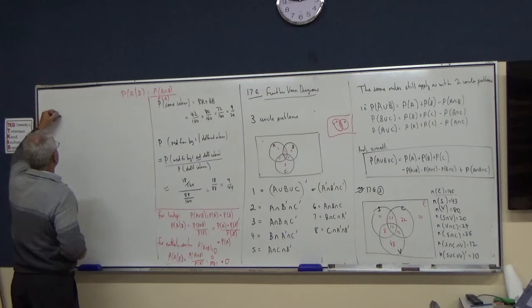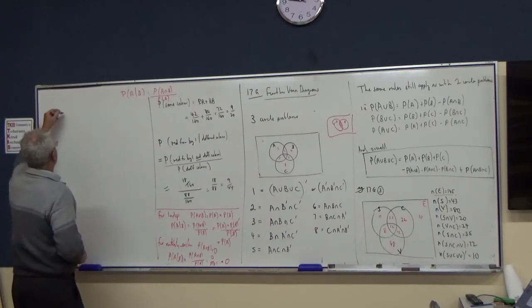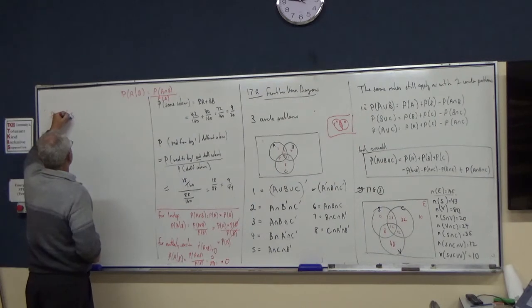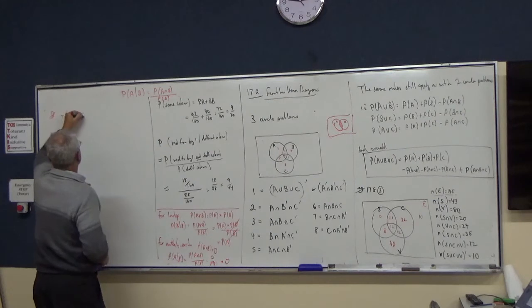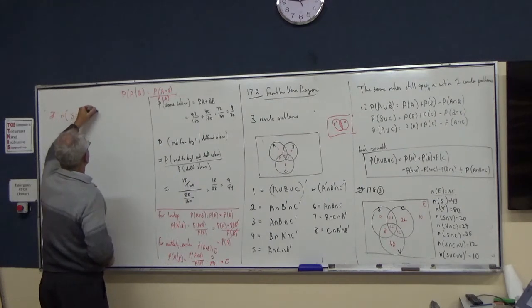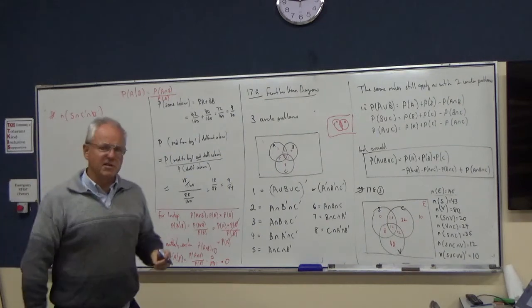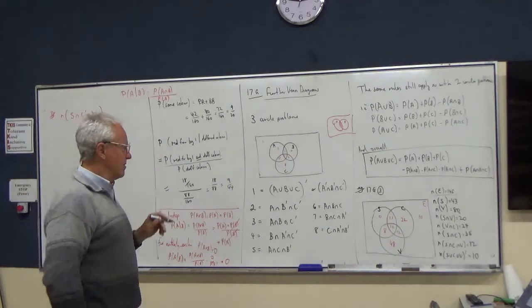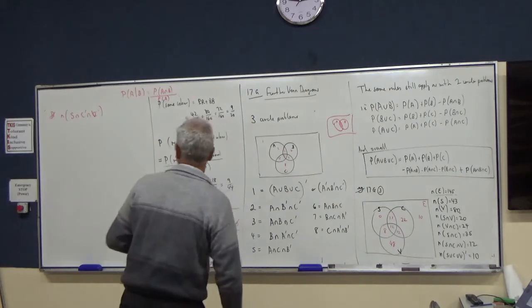Or number. So they're not asking for the probability, they're asking for the number. The number in S intersection C complement intersection V complement. You don't necessarily need to write it in that form, but we're answering the question: how many would eat spaghetti but not that, and 0.